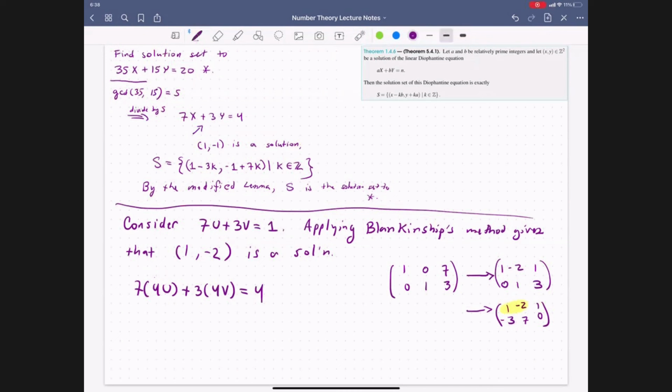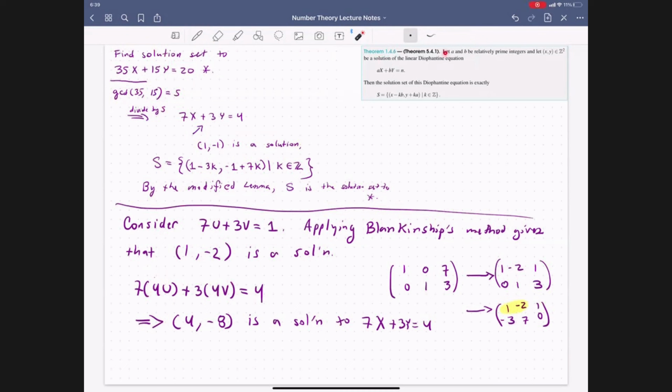So now, what we can go ahead and do is see that the solution, this tells us that 4 comma negative 8 is a solution to 7x plus 3y equals 4. And so that's all we have done now: we finally found a solution to the Diophantine equation here by first going to when it's equal to the GCD, applying Blankenship, getting a solution, and then doing this trick here. So we have 4 comma negative 8.